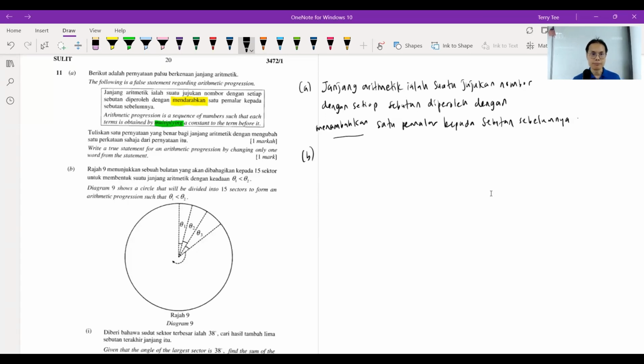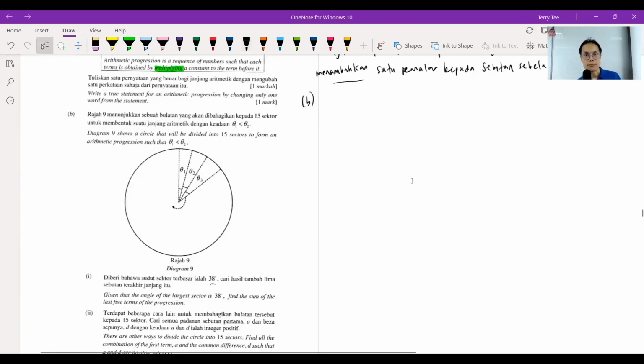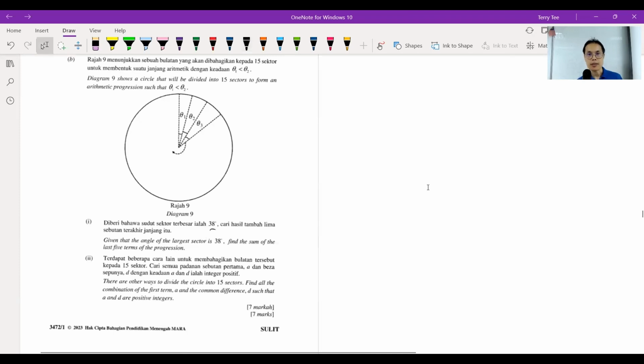Okay, next one. Rajah 9 menunjukkan sebuah bulatan yang dibahagikan kepada 15 sektor untuk membentuk suatu janjang aritmetik dengan keadaan θ1 less than θ2. So it's getting bigger and bigger. Now, diberi bahawa sudut sektor terbesar ialah 38. Okay, let me move this up. Ya, sudut terbesar ialah 38. So, cari hasil tambah 5 sebutan terakhir bagi janjang tersebut.